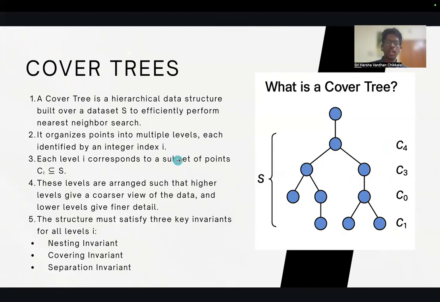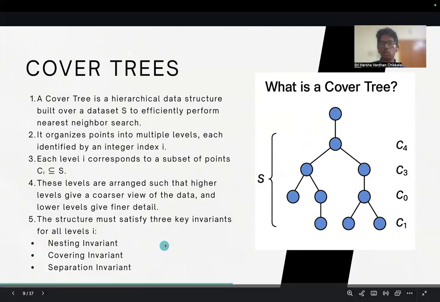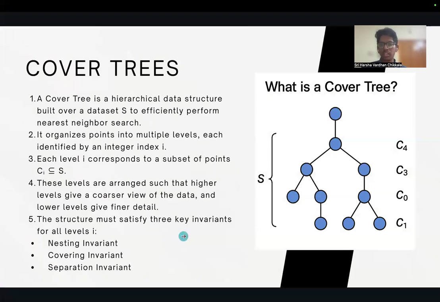At the higher level, we get only a cursory view of the data, but at the lower levels, like the lowest level, we get a more detailed view of the data. For every cover tree that is built, it needs to follow three particular properties: the nesting property, the covering property, and the separation property. Most of them we previously understood in the prerequisites. Now let's try to understand them deeply in the context of cover trees.